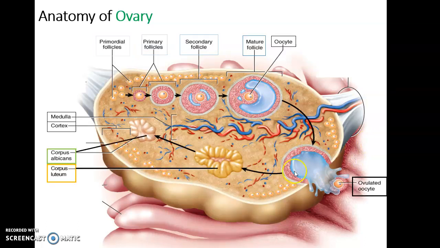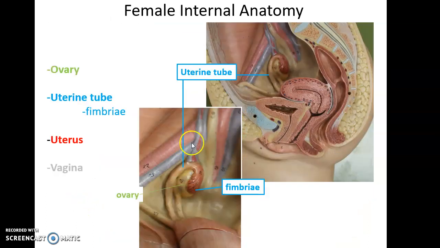Then during ovulation, the mature follicle goes to the surface of the ovary and ruptures, releasing the oocyte and the cells surrounding it to take care of it. And the remaining tissue of the mature follicle becomes the corpus luteum, which produces hormones, and then over time breaks down into the corpus albicans. The oocyte, when it's released, is released into the abdominal cavity and then is swept up into the uterine tube.